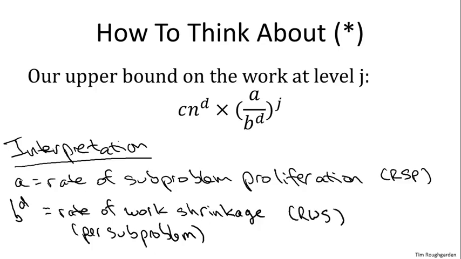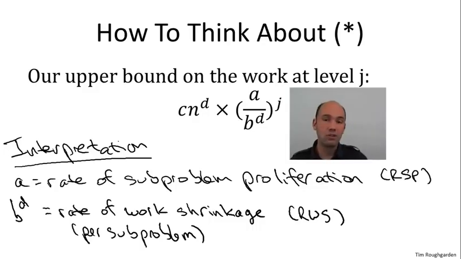Now perhaps you're wondering, why is it b to the d? Why is it not b? So remember what b denotes. That's the factor by which the input size shrinks with the recursion level j. So for example, if b equals 2, then each subproblem at the next level is only half as big as that at the previous level. But we don't really care about the input size of a subproblem, except in as much as it determines the amount of work that we do solving that subproblem.